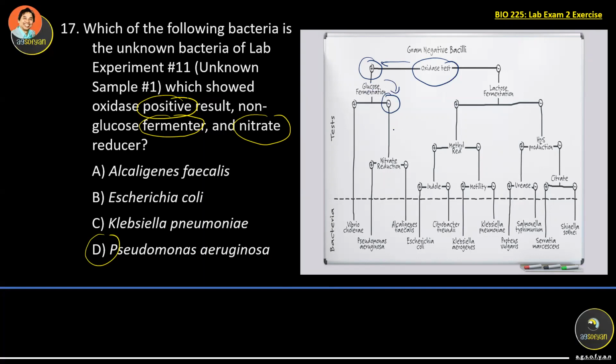After that, you have to perform the nitrate reduction test. And then what is the result? It says that it is a nitrate reducer, which is positive. So this one over here. Because it's positive, you go down and you get the answer, which is that the unknown bacteria is Pseudomonas aeruginosa. That's how to find the unknown bacteria based on the several tests that we perform.